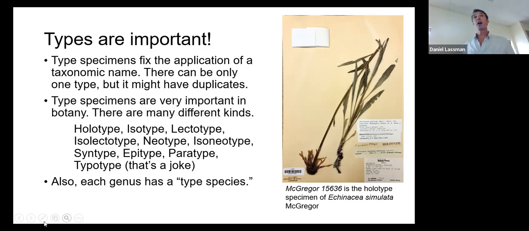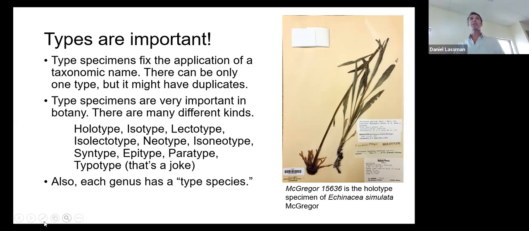And there are lots of different kinds of types as a consequence: holotypes, isotypes, lectotypes, isolectotypes, neotypes, isoneotypes, even typotypes. That's a joke. And then also, if you want to create a new genus with a bunch of species and move the species into a genus, you have to designate a type species too, which is where you pick the species as the author of this new genus that typifies what that genus looks like. Just in case in the future someone wants to split up those species into two new genera, the name goes with the type species.